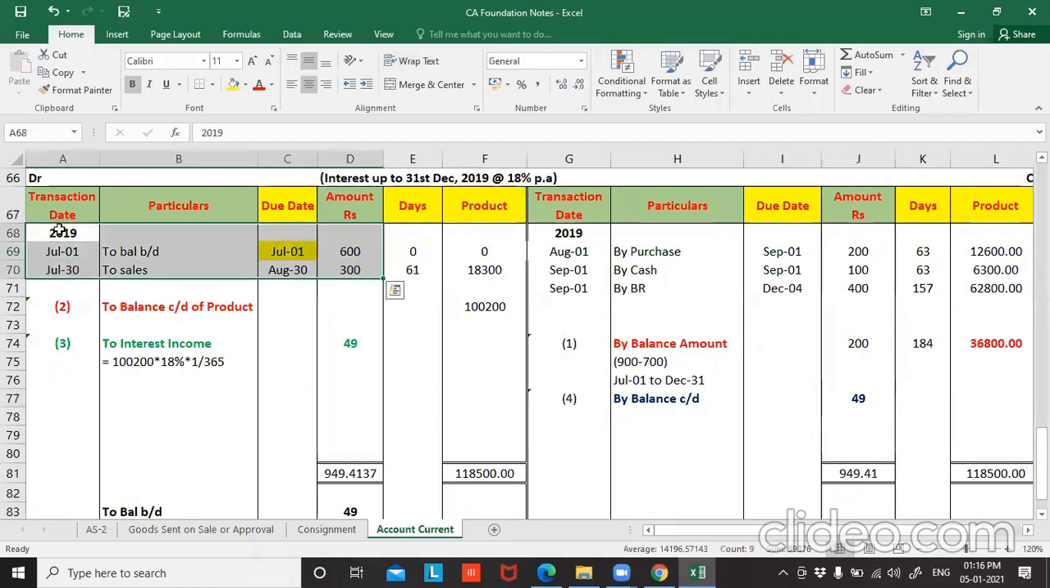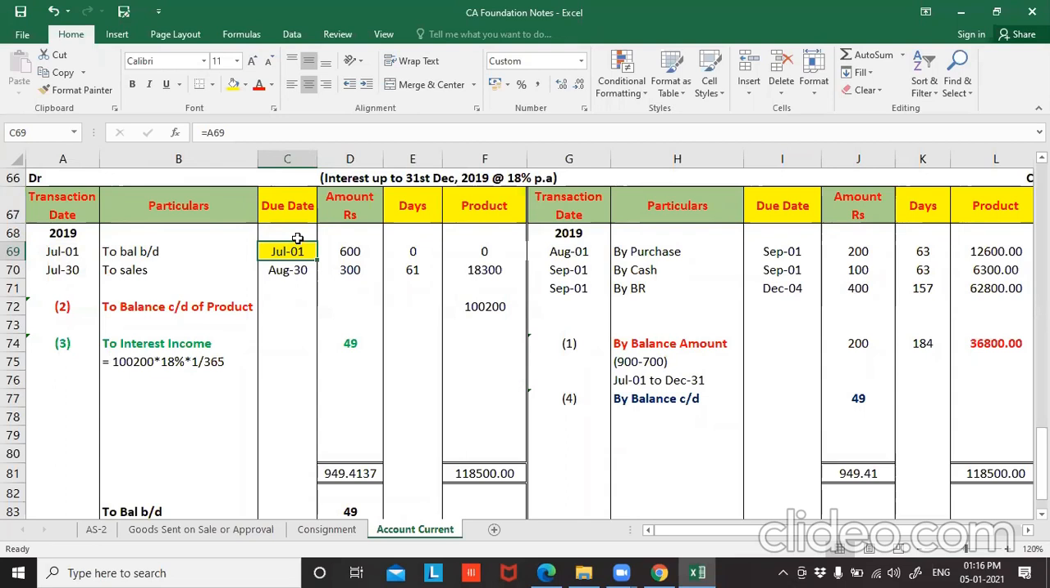The change will begin from the calculation of days. In the forward method, I'll calculate from the due date to the account statement date, up to which I'm preparing the account current. Till that date, I'll calculate the interest. Whereas in the backward method, I will take the first transaction's due date as a base, and I'll calculate all the other due dates with the base due date.